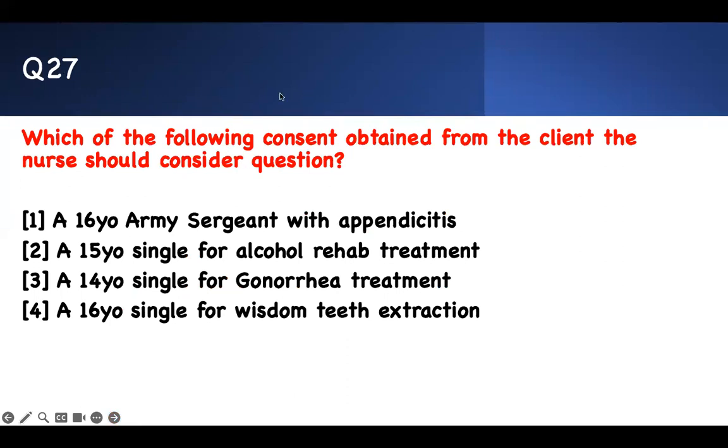Next one, 27. Which of the following client consents obtained from the client should the nurse consider questioning? What do you think? I will have to question that. Or you can just remove the "consider" and say, which of these should you question? That means you're not supposed to give consent.